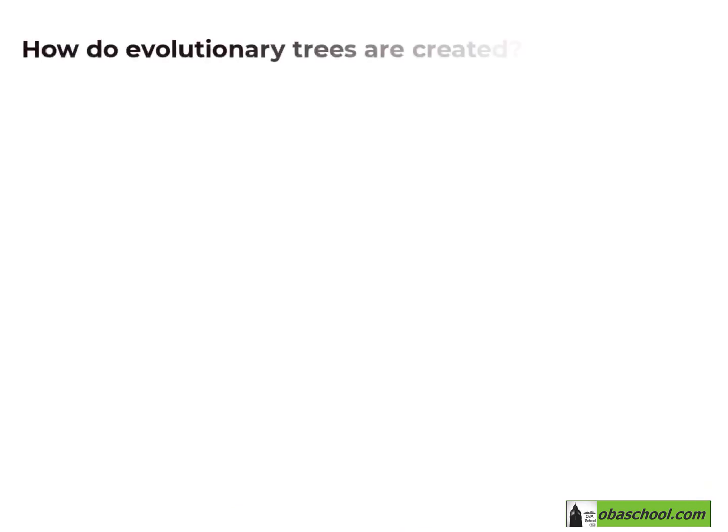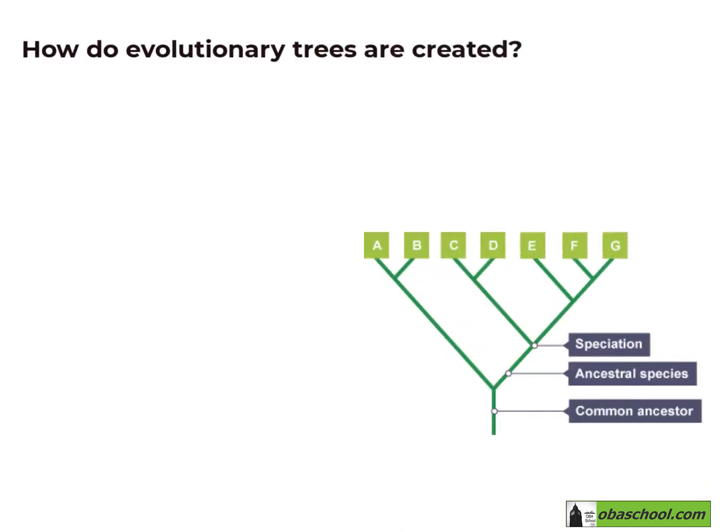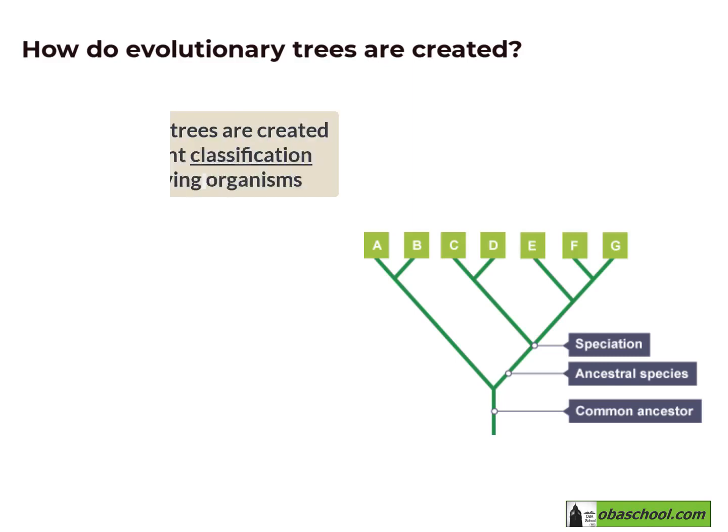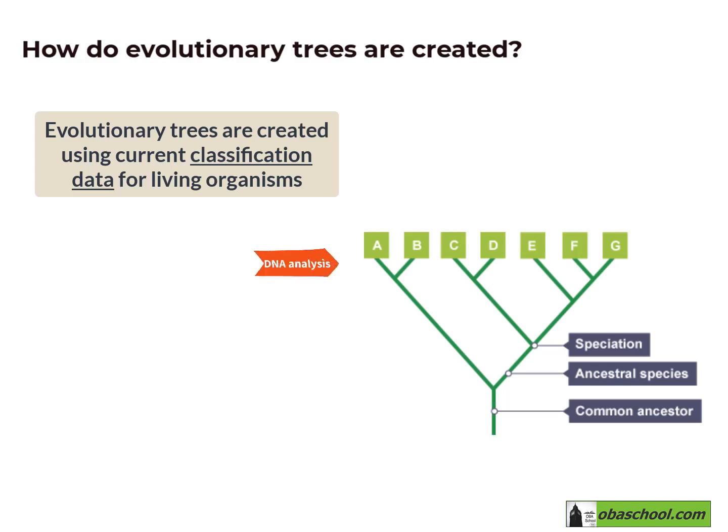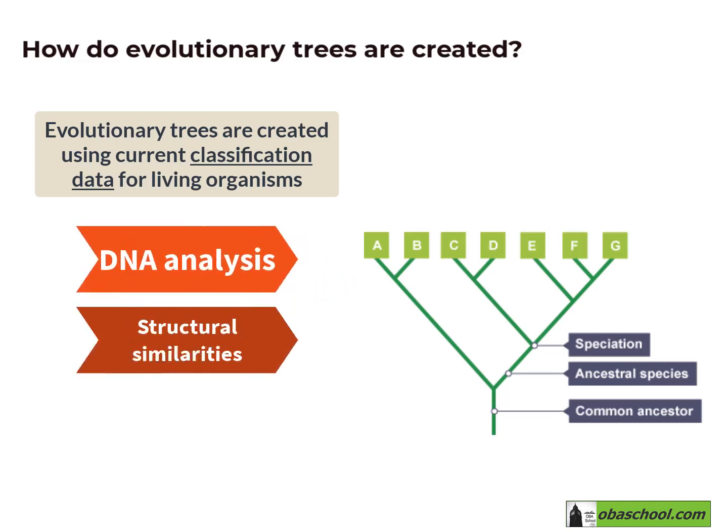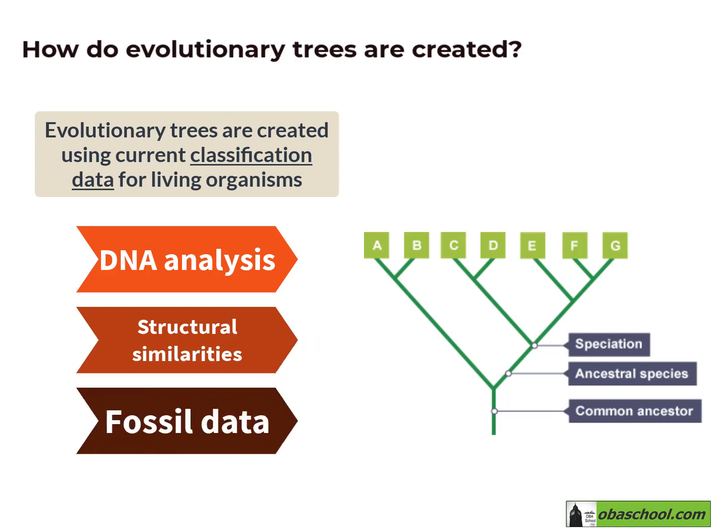Now the question is, how are evolutionary trees constructed? Well, evolutionary trees are created using current classification data for living organisms, such as DNA analysis and structural similarities, as well as the fossil data for the extinct organisms.